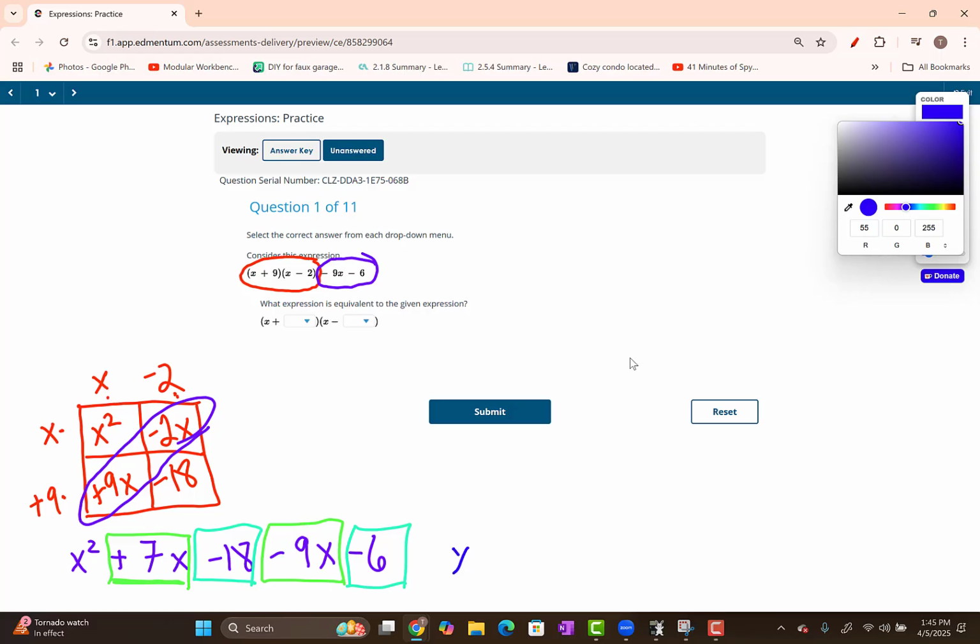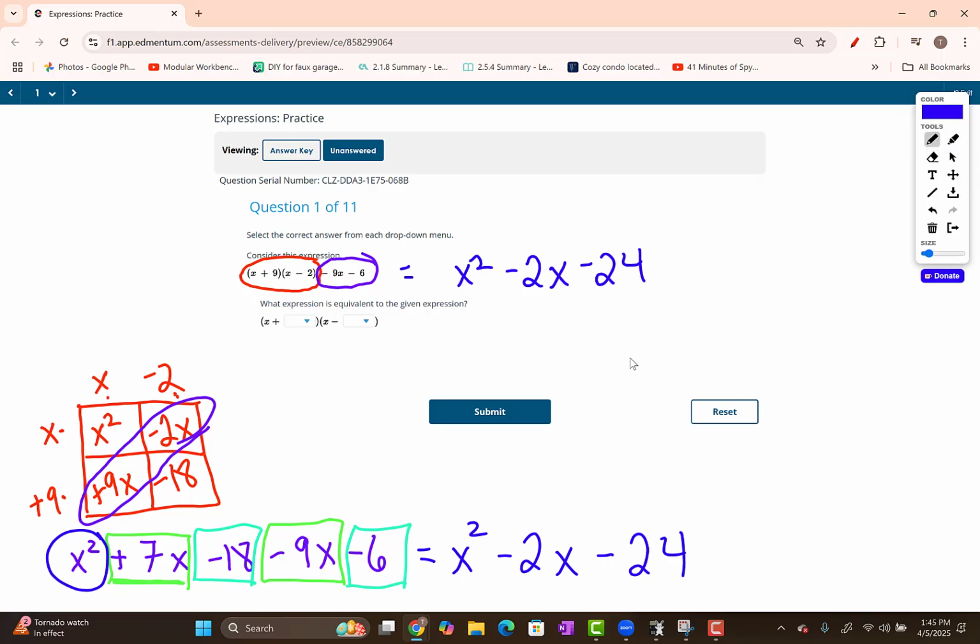So we've got x squared. All of this is equal to x squared. X squared did not have a like term. 7x minus 9x was negative 2x. Negative 18 minus 6 is negative 24. So I'm going to rewrite this up at the top. We've got x squared minus 2x minus 24, so that's a trinomial.